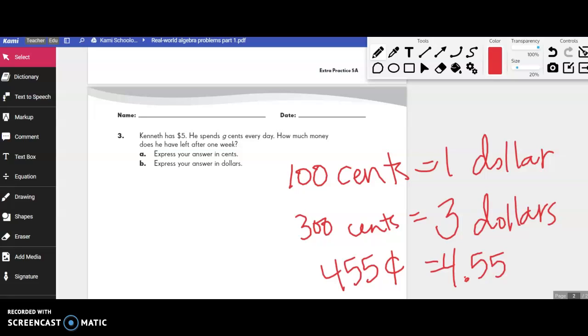Also, notice it says every day, and then it asks how much money he has left after 1 week. So we know, okay, that's 7 days, right? So he spends G every day. So 1 week, he'd spend 7G. He started with $5. So think, okay, do I need to add, subtract, multiply, or divide that? And I should also say, if it's in cents, he started with 500 cents. And then we are either adding or subtracting that 7G because that's how many cents he spent every day.